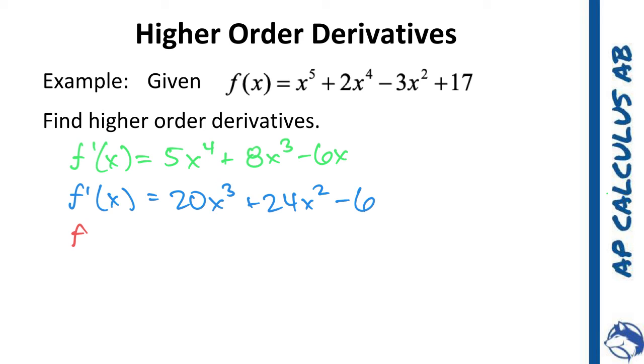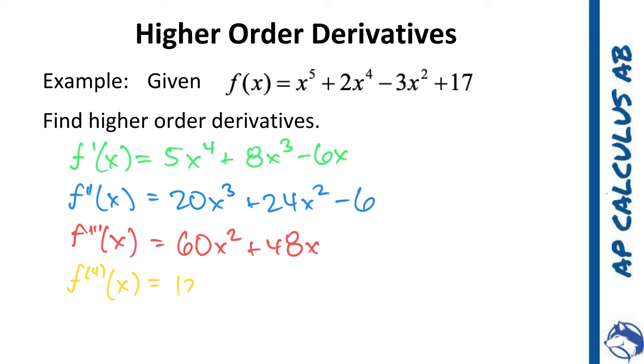And now let's go to, oh, sorry, that was supposed to be f double prime of x. This is f triple prime of x, and this is 60x squared plus 48x. And then remember, the derivative of any constant is always 0. Now it's the fourth derivative of f of x, which is 120x plus 48. Got to start over on my colors here, so it's the fifth derivative of f of x. And this is going to be 120.